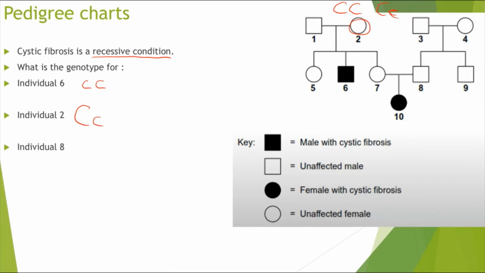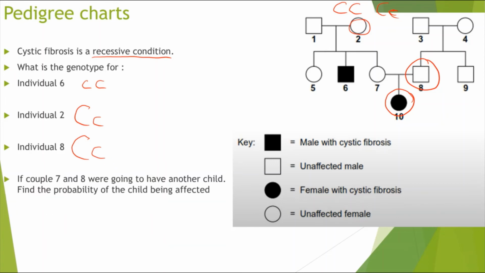Okay, so now it's asking me for individual 8. Again, looking at individual 8, I can see that one of the offspring is affected by cystic fibrosis, but individual 8 itself is not affected. So that's why, again, it would be capital C lowercase c. The next question is asking me, if couple 7 and 8 were going to have another child, find the probability of the child being affected.